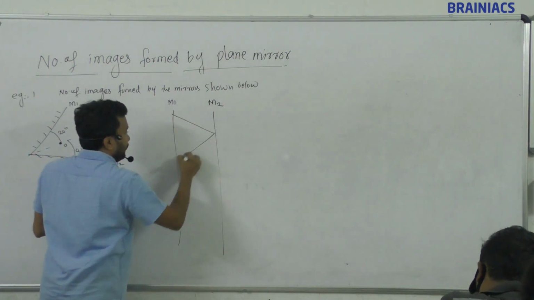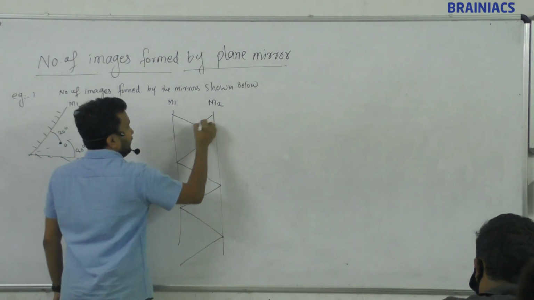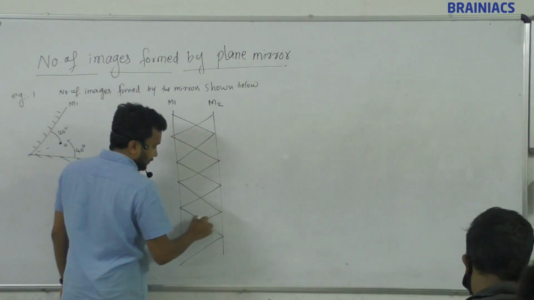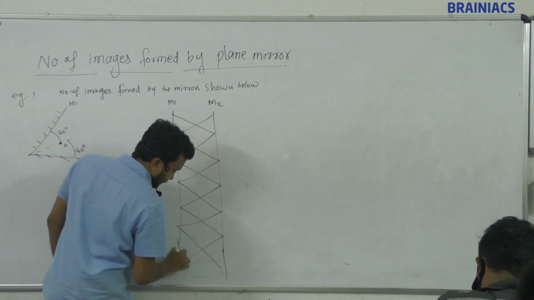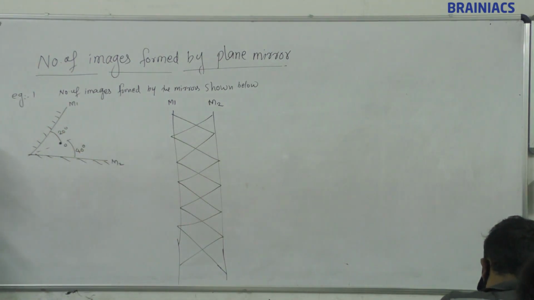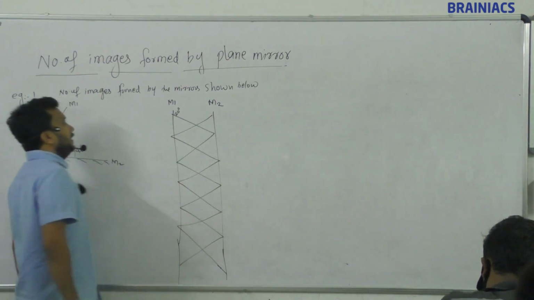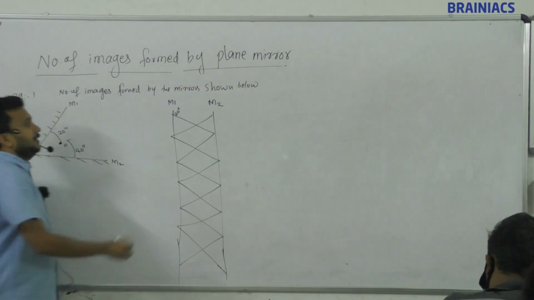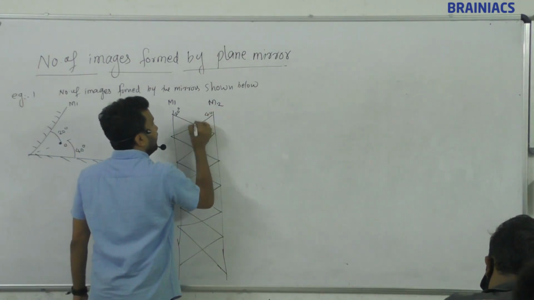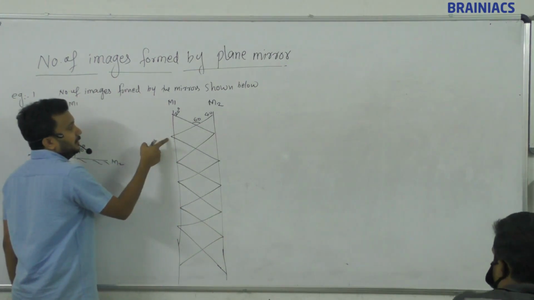First we'll draw crisscross. Then crisscross. M1 how much degree? 20 degree. M2 how much degree? 40 degree. What is the angle between them? This angle is 60. So what is this first line? First line.